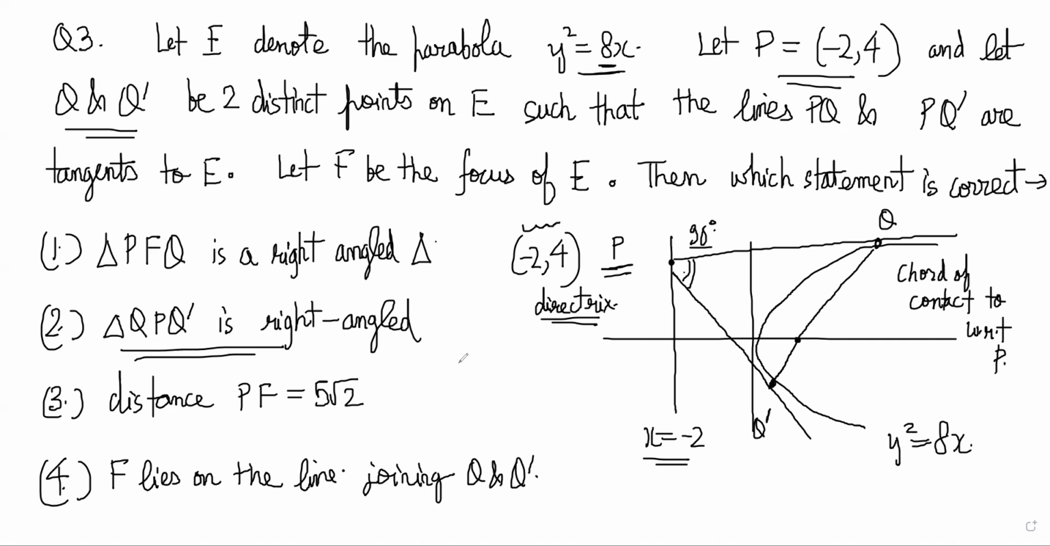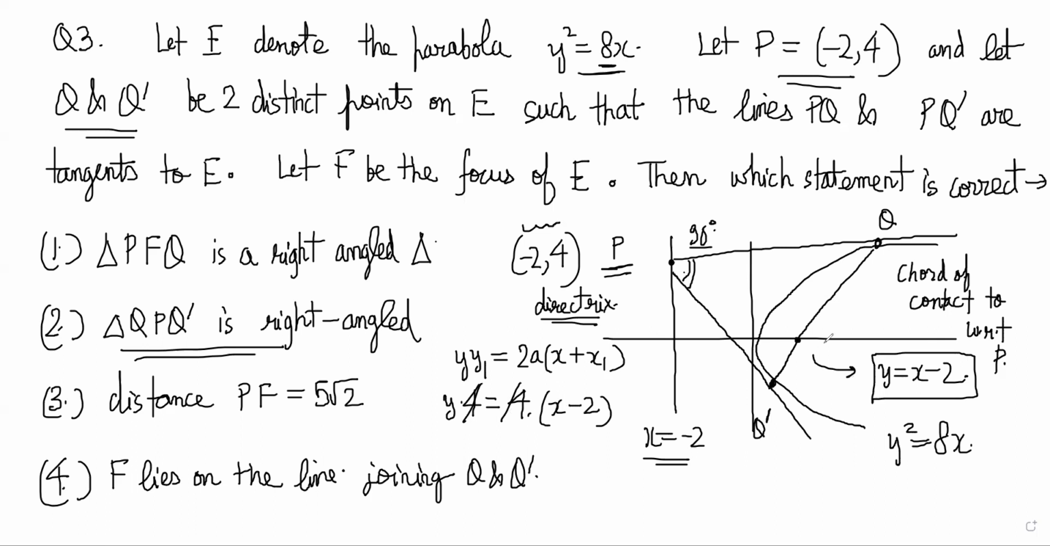So I will say it like this. It is y1 y is equal to 2a(x plus x1), for a standard parabola y square is equal to 4ax. Here y1 is equal to 4, a is 2. So this is 4y equal to 4 times (x plus x1), where x1 is -2. So notice that this is y is equal to x minus 2. The line here is y is equal to x minus 2. And you can see that the focus F, which is (2, 0), satisfies this line, right? Great. So if (2, 0) satisfies this line, what we are getting is the focus lies on the line joining Q and Q dash. So we are getting option D also easily.